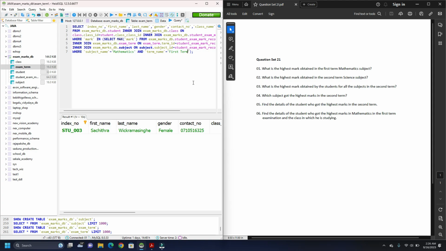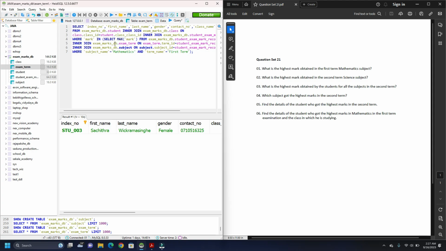I'm going to explain it from the beginning. So here we have to find the details of the student who got the highest marks. So here I have chosen index number, first name, last name, gender, contact number from the student table, and the class name from the class table. And here I have inner joined the student and the class table, and those two tables are inner joined with student exam mark record table to get the mark. And to get the highest mark, I have written a subquery.